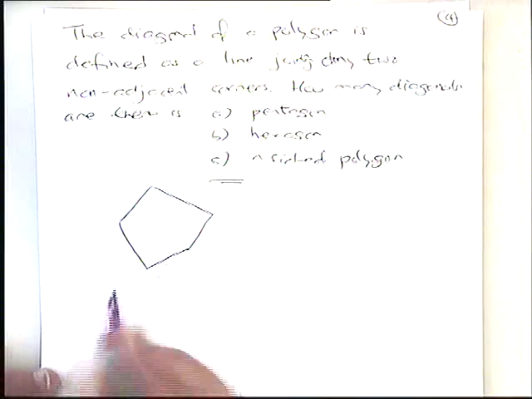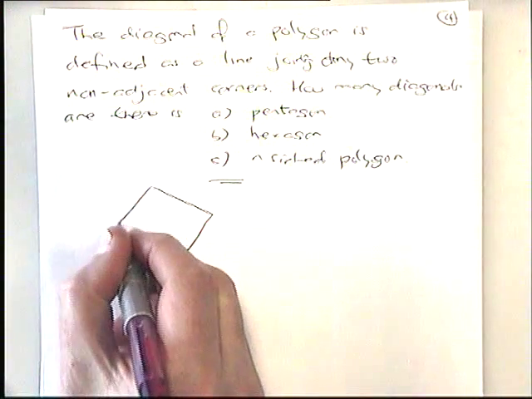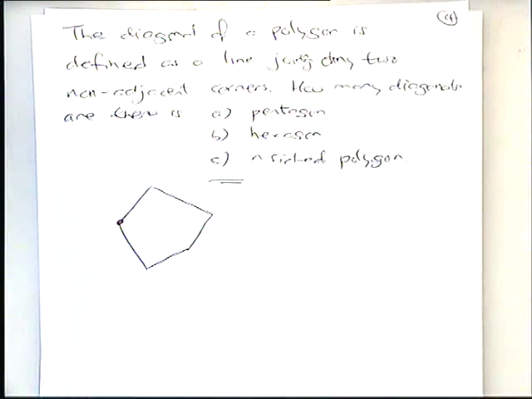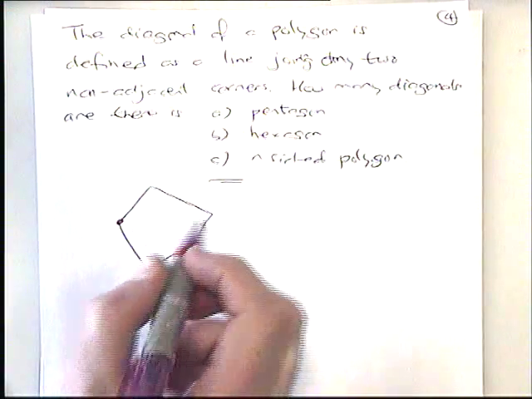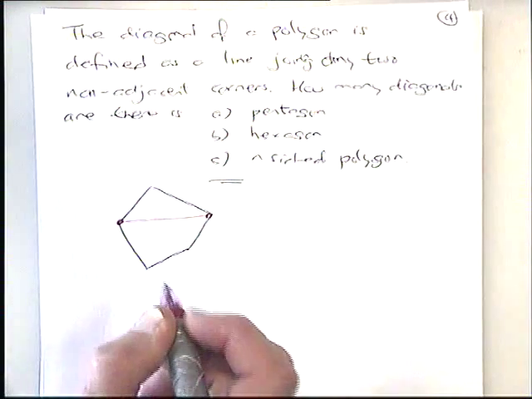It hasn't got to be a perfect regular one or anything. But there we go, there's a pentagon. It's a 5-sided shape. Choose a corner. What have I got to do then to get a diagonal? I've got to choose another, non-adjacent corner. So I'm going to choose that one, for example. That would be a diagonal.